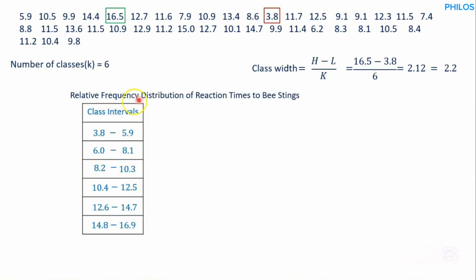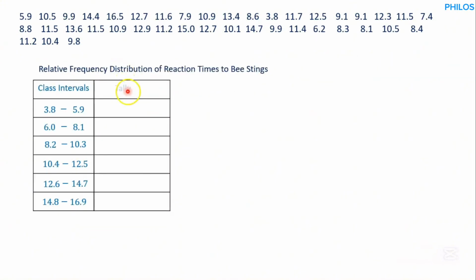Let's title the table. Let me title it a relative frequency distribution of reaction times. Now let's create a tally, so let me add an extra column. Let's title this column tally. We are going to be cancelling the values one by one and marking them in their various classes.